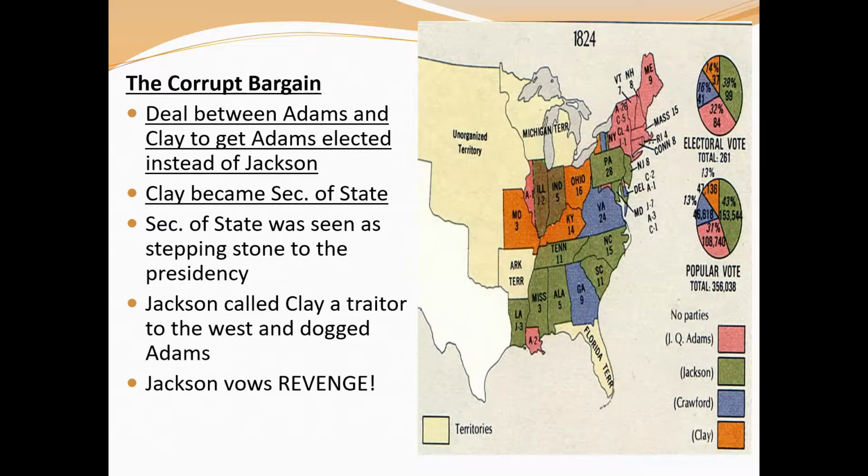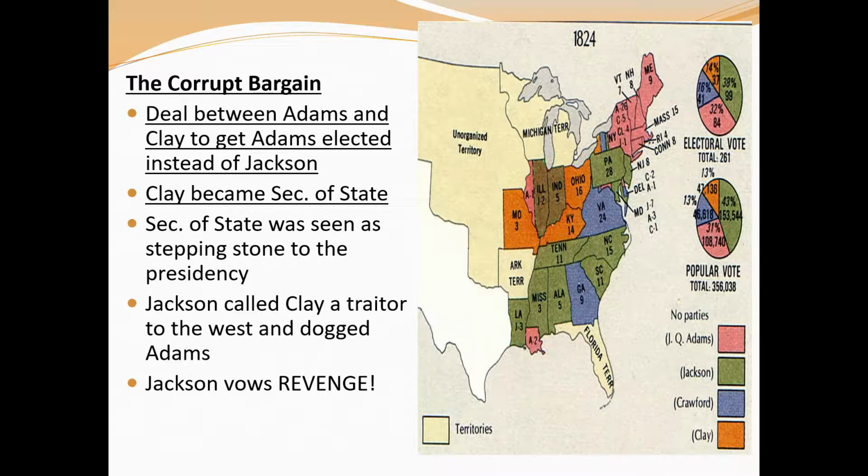Now, that's going to lead to one of the most corrupt situations in our nation's history, at least to this point. John Quincy Adams and Henry Clay make a deal that if Clay helps Adams get elected in the House of Representatives, he will make Henry Clay Secretary of State, effectively making him the next president, or at least that's how it had been in the last 4 elections.